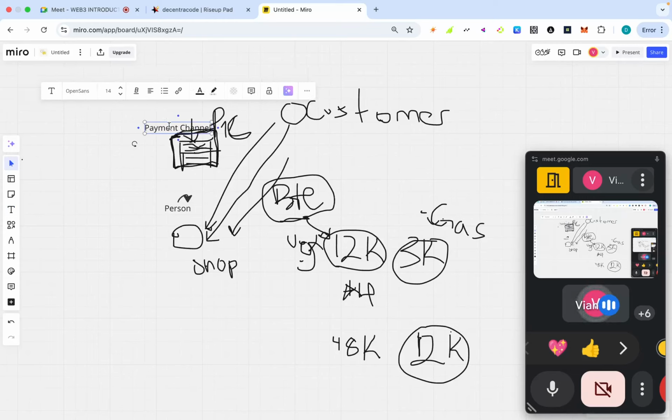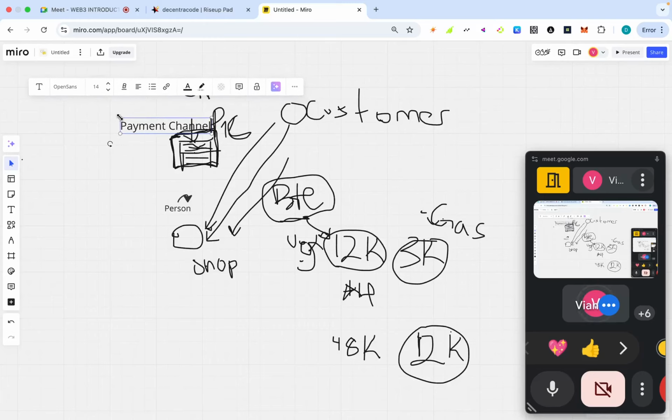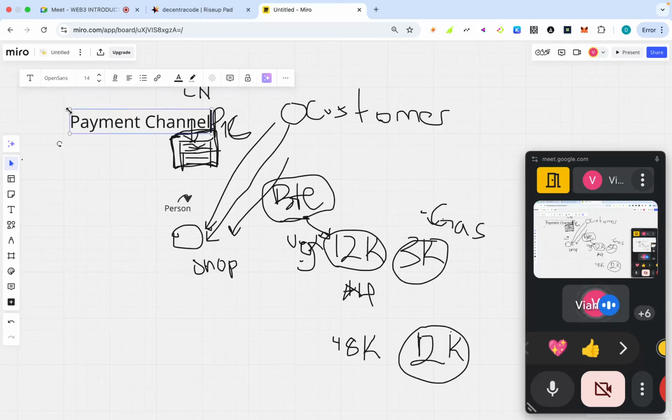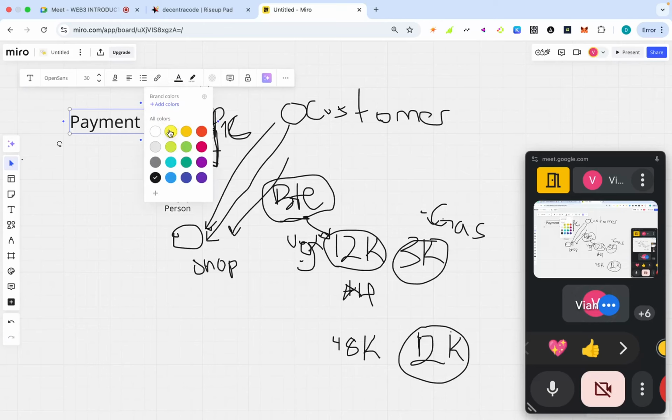So for a transaction to be, how do I move it? Okay, maybe I could leave it there and make it yellow. How would it be visible? Let me make it.